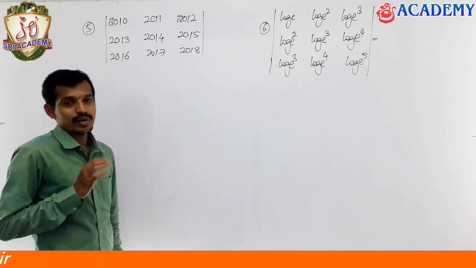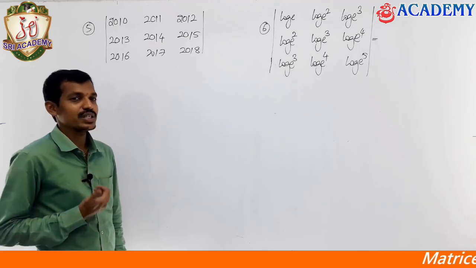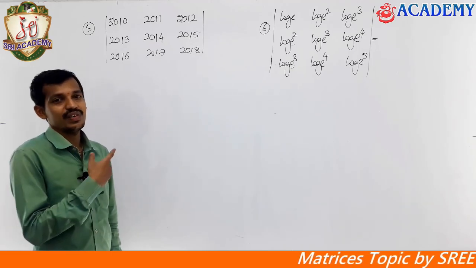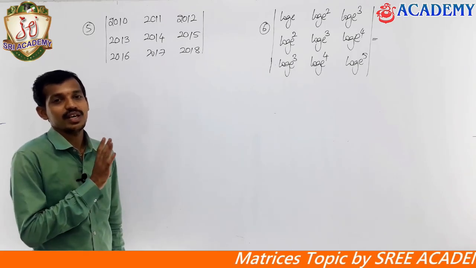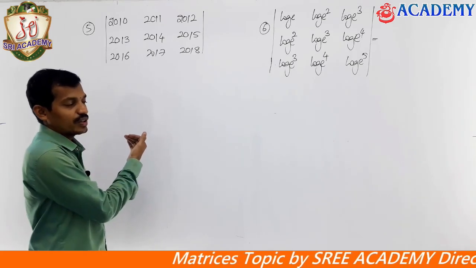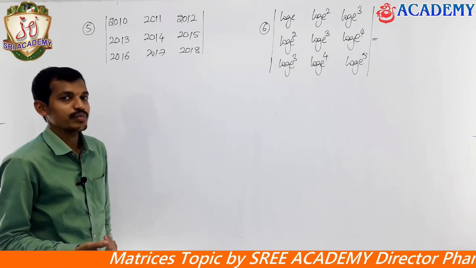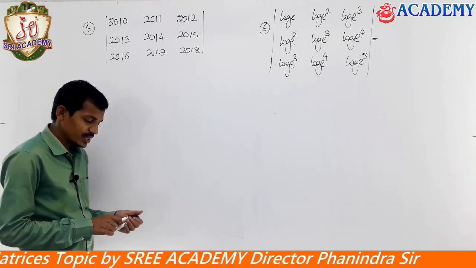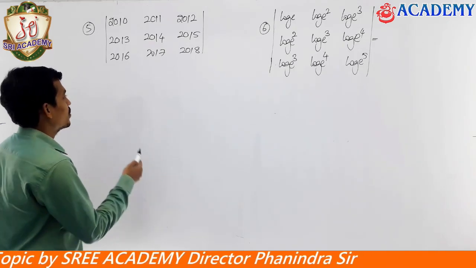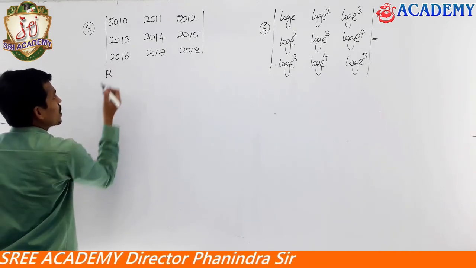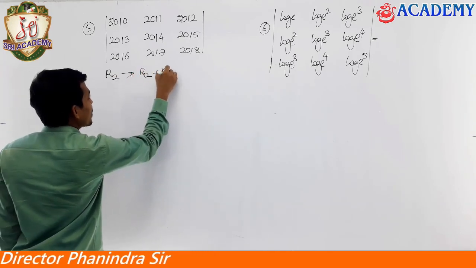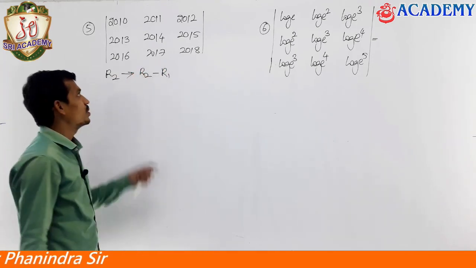Like these problems, once again I am using elementary transformations. Why do we have to use elementary transformations? If you follow the normal procedure, it will take more time to simplify. Up to now we used column operations. Now I am using a row operation, that is changing R2 minus R1 from R2.